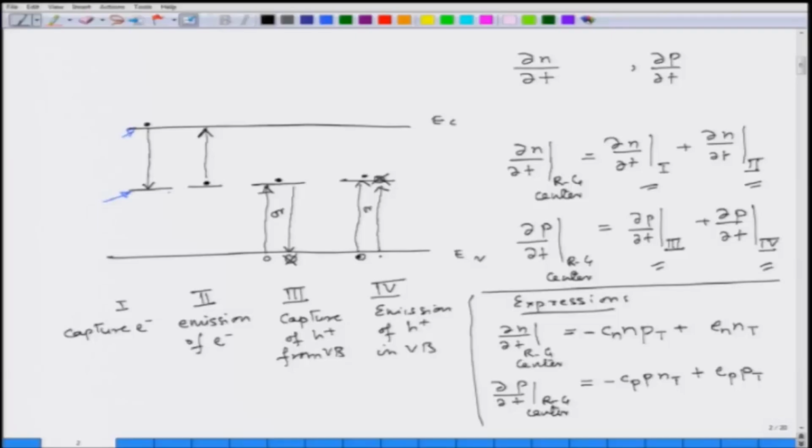Now, this is a general expression which can be used in any device calculation or characterization facility. The only requirement here is that this is for non-degenerate semiconductors.